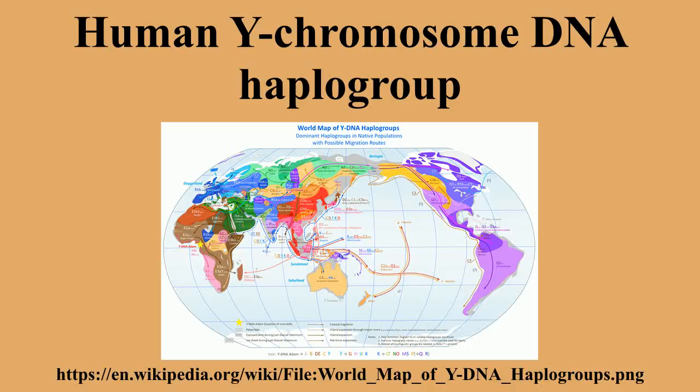Y-chromosomal Adam is the name given by researchers to the patrilineal most recent common ancestor of all living humans at the root of this tree. Estimates of the date when Y-chromosomal Adam lived have varied significantly in different studies.